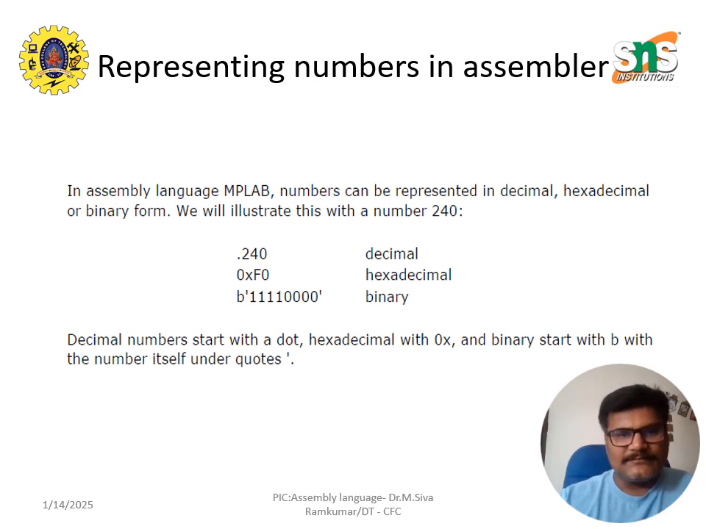Representing numbers in assembly language. Numbers can be represented in different formats. It can be binary, hexadecimal, or decimal. Binary is used for direct hardware interaction. Hexadecimal is a compact and efficient representation. Decimal is commonly used for readability.